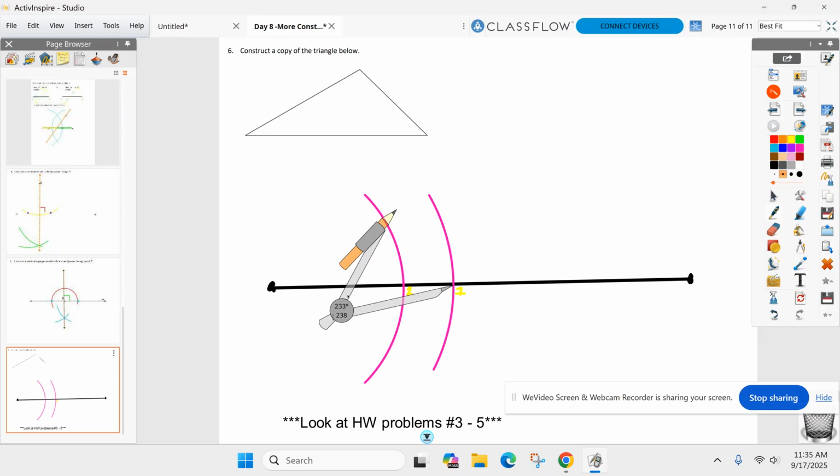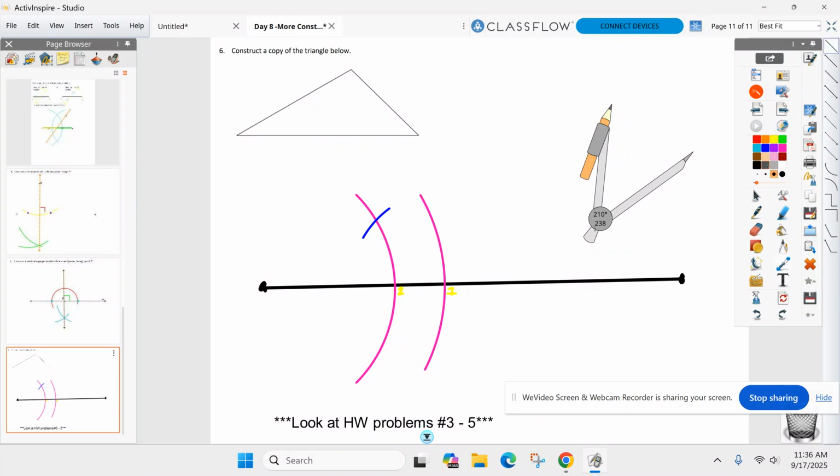You put your compass point on the first to intersect your second. And I know some of you guys made some tiny arcs. You're probably going to have to go back and extend those arcs so they do intersect. Put your compass point on the first so it intersects your second. Compass point on the first, intersect the second arc. And we're almost done. You just got to make the other 2 sides of the triangle.